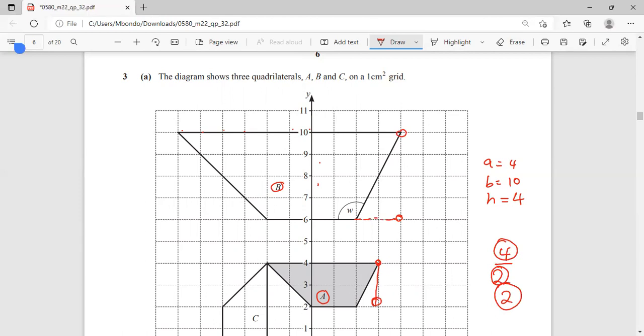You can actually use the other side too. If you are talking about this side, it's 1, 2, 3, 4, 5. If you count this other one, it's 10. You remember we had already found that. So I've told you this is an enlargement and the scale factor is 2.